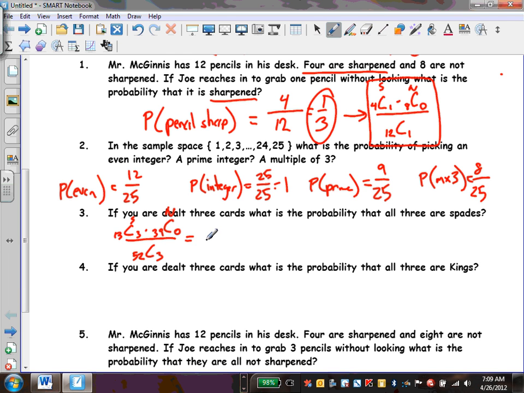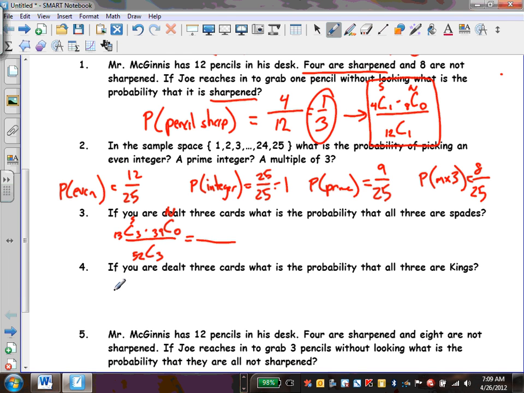Okay. And again, I'm not going to plug these into the calculator right now. I'm more concerned about the setup. You can go ahead and do that on your own. So you'd want to get a number there, reduce it on your calculator, get a simplified fraction. If you're dealt 3 cards, what's the probability all 3 are kings?